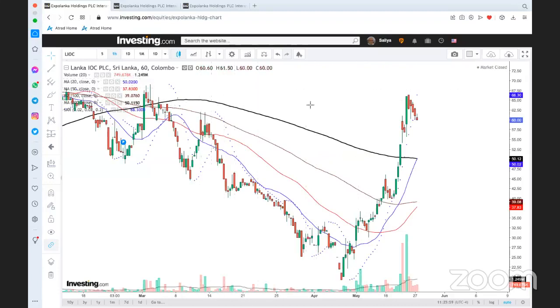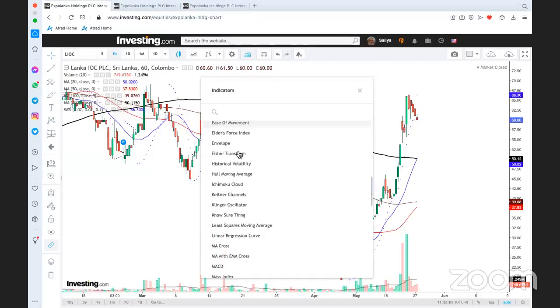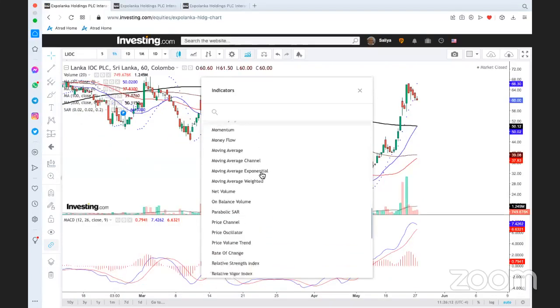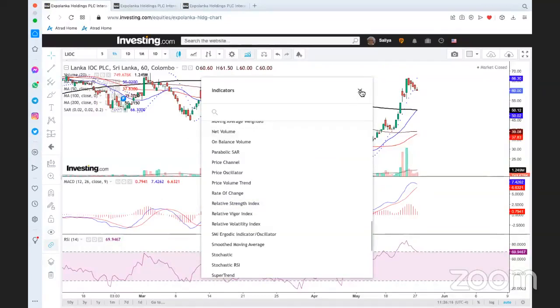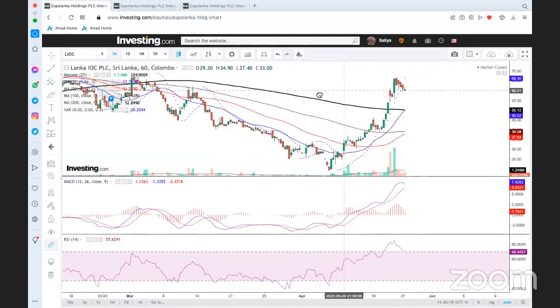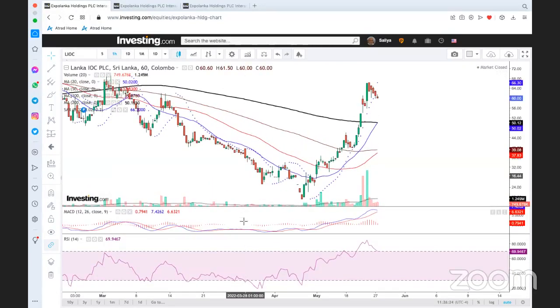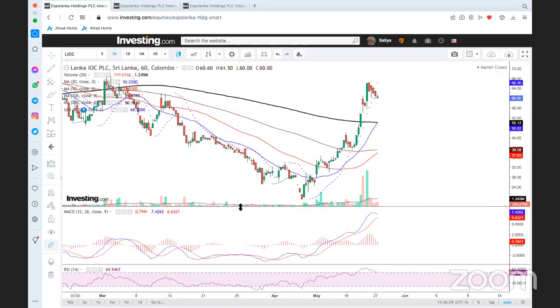Okay. Then this is the 1 hour chart. Then I'll be using MACD separately. Then the RSI, right? You can use so many other indicators. Then I'll be organizing them. You know, you can change the colors, color combination, and all those things over here.